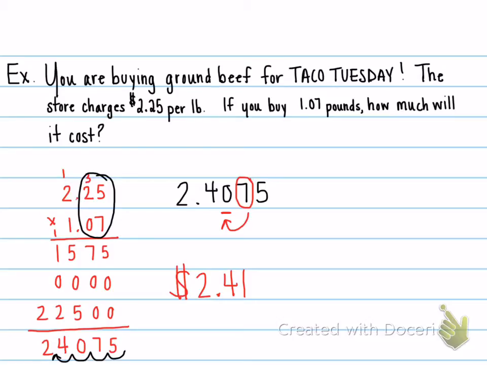Now this answer should make sense. If 1 pound is $2.25, 1 7/100 of a pound should be just a little bit more.